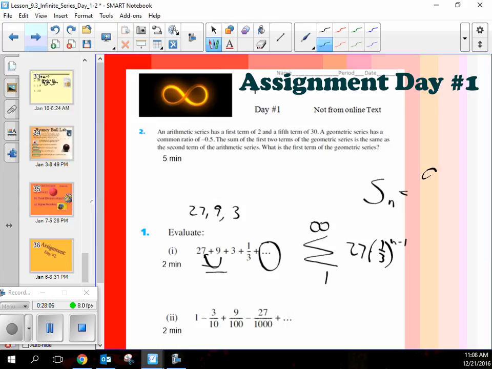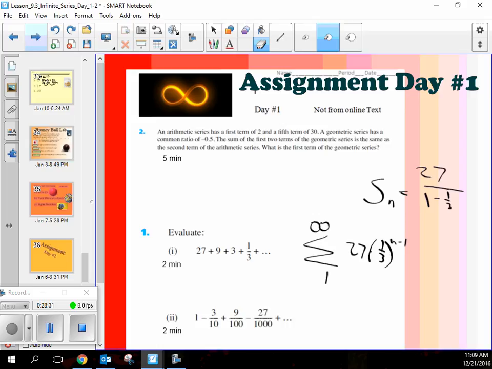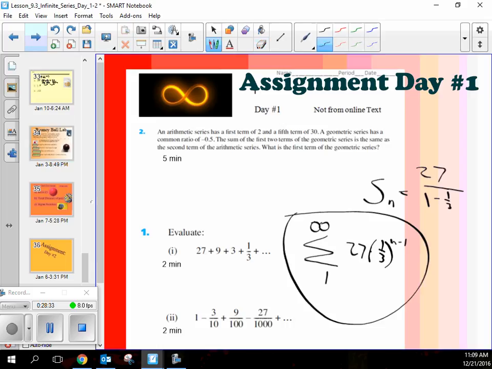You'd go A over 1 minus R, and the amount we start with is 27. 1 minus R. R in this case, 1/3. Pretty easy actually from there. 1 minus 1/3 is 2/3. If you know how to handle 27 divided by 2/3, it's just a flip and multiply. Piece of cake. All right. So I just wanted to take a second and show you how that could be made into that type of a problem. Yes, sir.